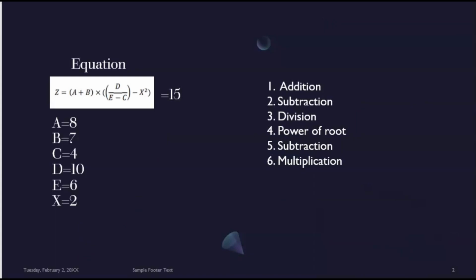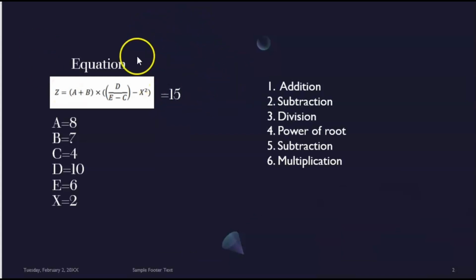Okay, first the equation we choose is Z equal to A plus B multiplied with D divided by E minus C and minus X power of 2. Then the variables we put here are A, B, C, D, E, X, and the numbers we put are A equal to 8, B equal to 7, C equal to 4, D equal to 10, E equal to 6, and X equal to 2. When we insert this input into the equation, we get the manual calculation of 15, and then we will see after this if our simulation will get the 15 or not.